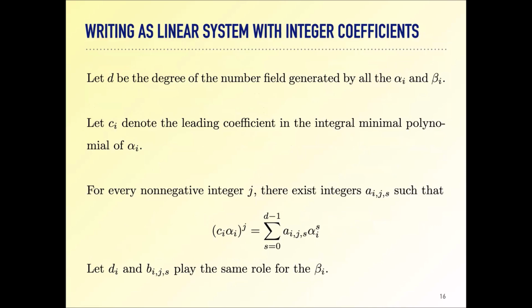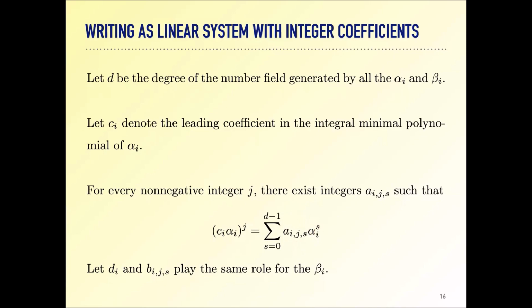Then an easy induction shows that c_i times alpha i raised to the jth power can be written as a linear combination of just the first d powers of alpha i. So alpha to the 0, alpha to the 1, all the way up to alpha i to the d minus 1, with some integer coefficients. That's the point, that these are now integers. So these integers are going to show up in our application of Siegel's lemma.